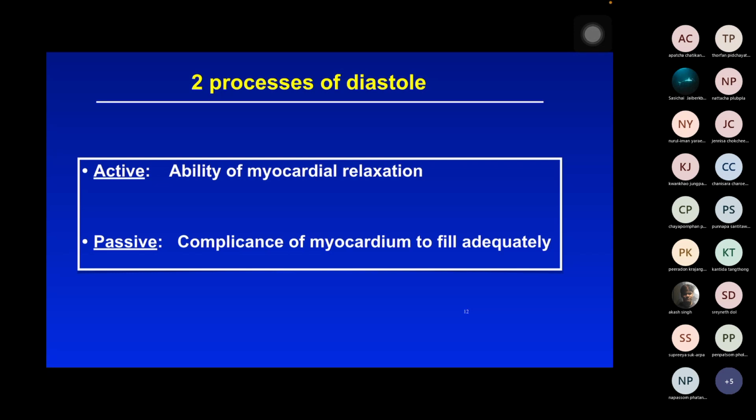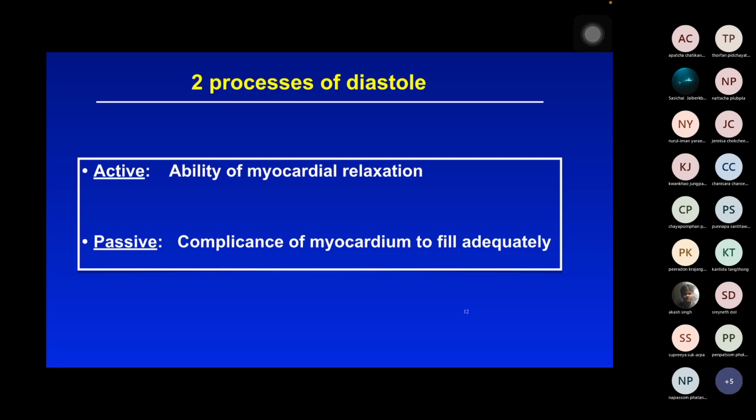The diastole needs two processes. The first one is the active process. The active process means the ability of the myocardium to relax. This active process needs energy from the cell, that is the ATP. ATP is built by the mitochondria of the cell.